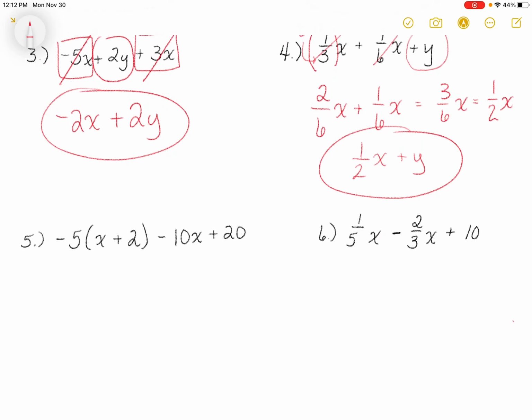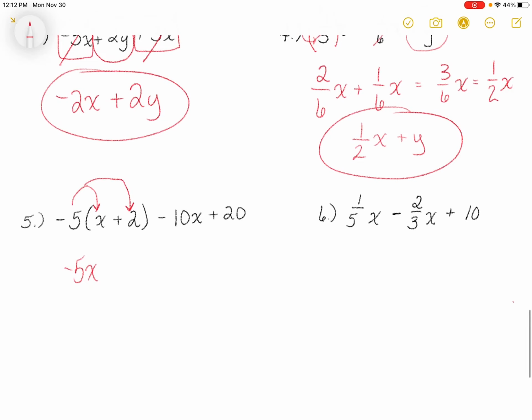Moving on to number 5 and number 6. In number 5, I have to use both the distributive property and the associative property to simplify my expression. First, I have to distribute negative 5 to x and positive 2. Negative 5 times x is negative 5x. Negative 5 times positive 2 is negative 10. Then I just bring down the rest of my expression.